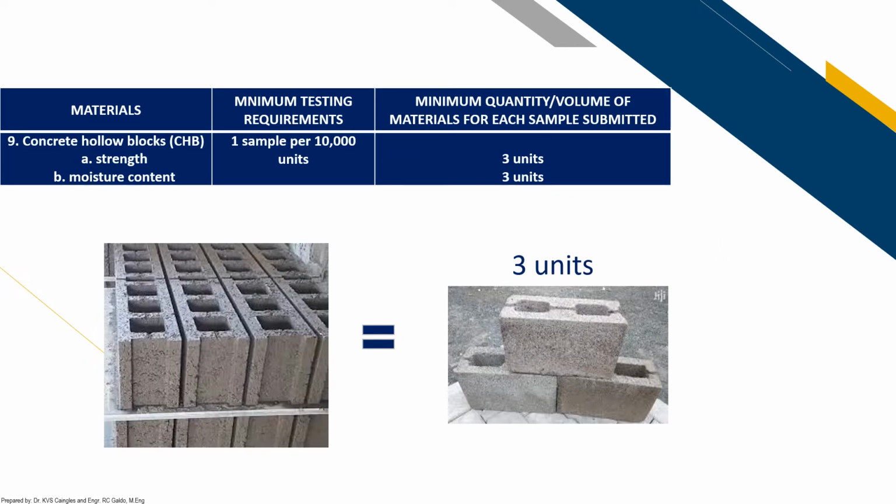Next is for your concrete hollow blocks, or CHB. You are going to obtain one sample per 10,000 units. If you have 20,000 units of CHB based on your bill of quantities, then of course you take two samples. When you say one sample, that corresponds to 6 units in total of your CHB. So for 10,000 CHB, you take six pieces to be tested for both strength and moisture content.